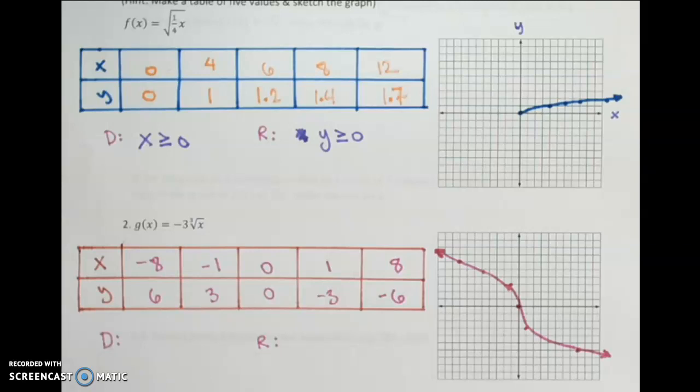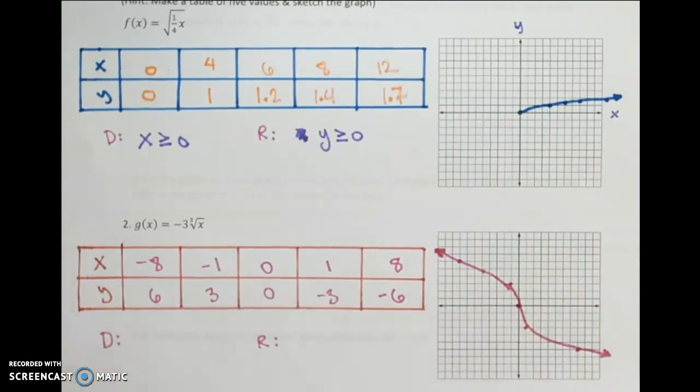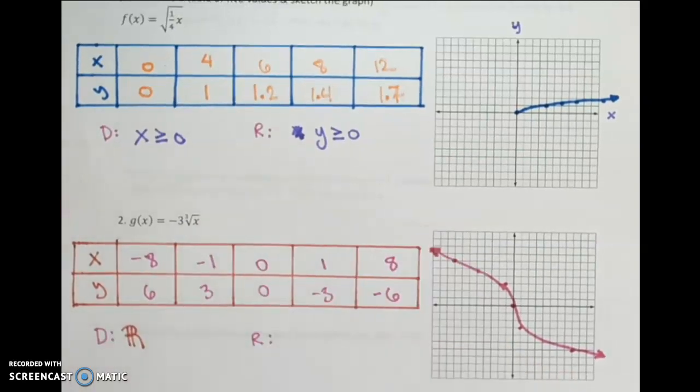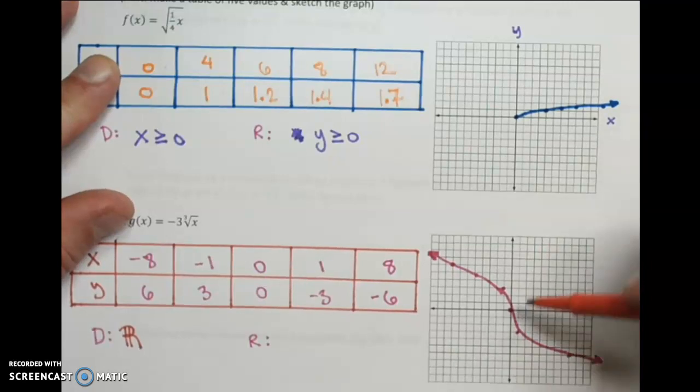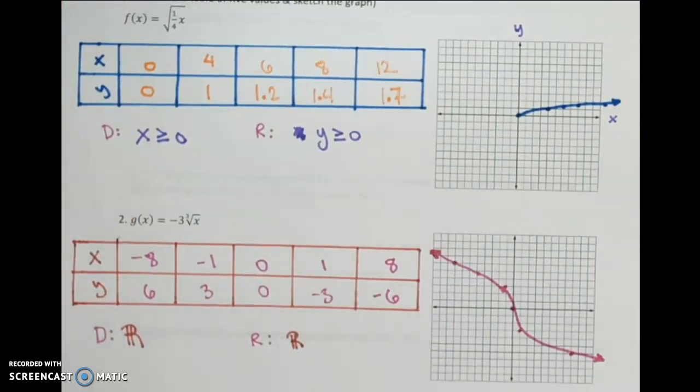Alright, and now for any cube root, domain is going to cover the entire x-axis, so that's all real numbers, and again that's our all real number sign. It's like an R with two little lines. And then our range will cover all our y-axis, so therefore also all real numbers.